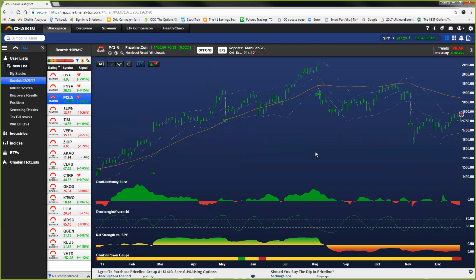Priceline is a pretty big price stock, but we have a pretty good setup here. Actually, we have a stock that's bearish that has negative relative strength, negative money flow, is overbought, and is just bouncing off the upper band. That's usually where I like to enter, right?